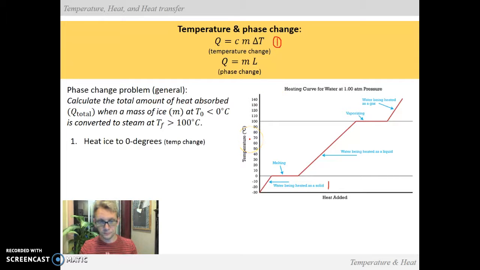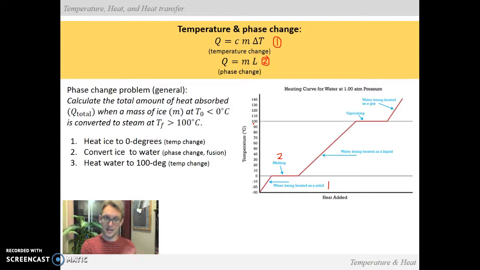All right. So once we get that ice that is below freezing up to that freezing point at 0 degrees Celsius, then we can start to convert the ice into water. Then we can start the phase change. So this part where it says melting is our number 2. So we can use this equation on number 2, and there we can then find the amount of energy required for that phase change.